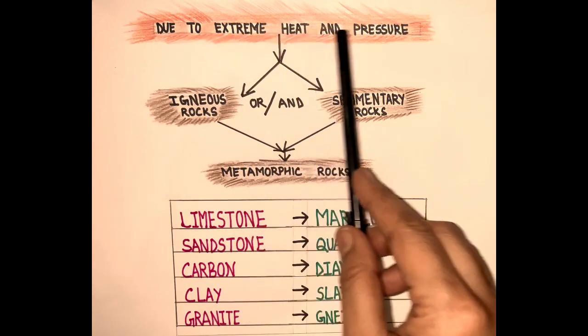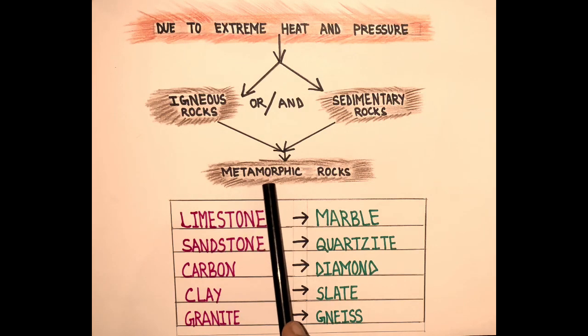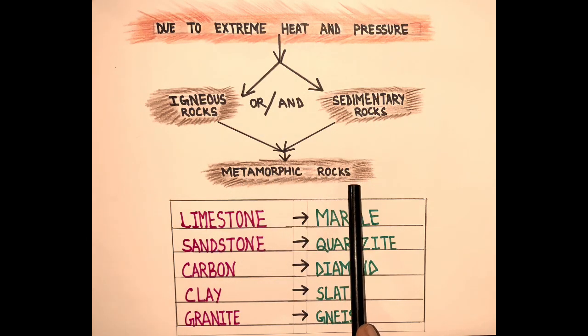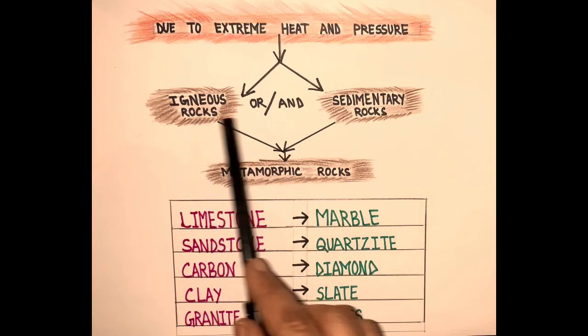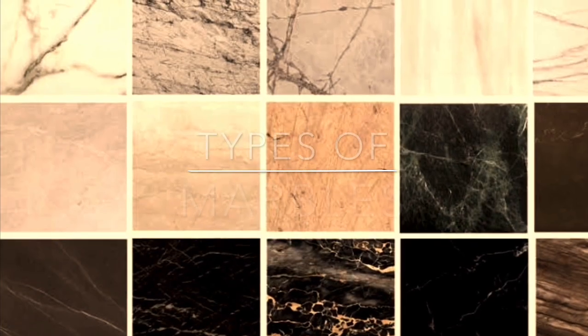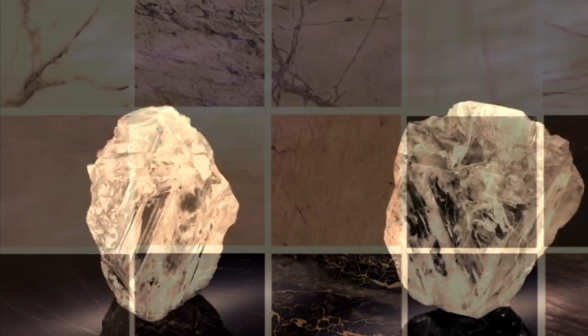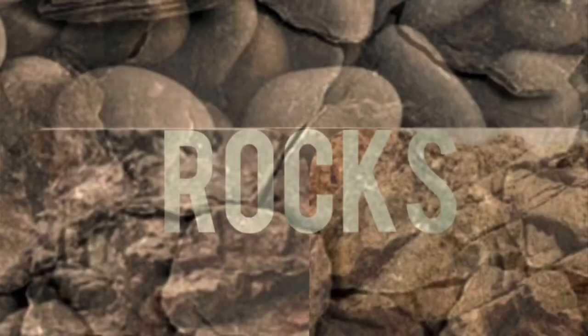Due to extreme heat and pressure, the igneous or sedimentary rocks change into new kinds of rocks known as metamorphic rocks. They have different physical and chemical properties from igneous or sedimentary rocks. For example, limestone changes to marble, sandstone to quartzite, carbon to diamond, clay to slate, and granite to gneiss. Thus, quartzite, marble, diamond, gneiss, and slate are examples of metamorphic rocks.